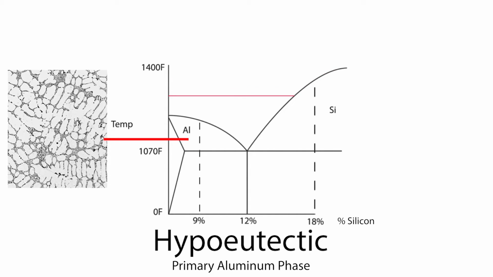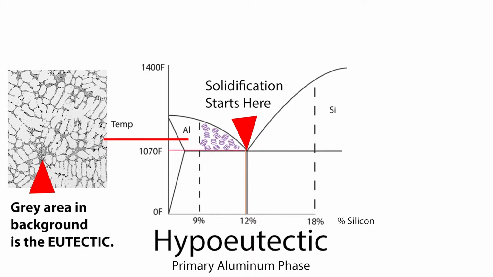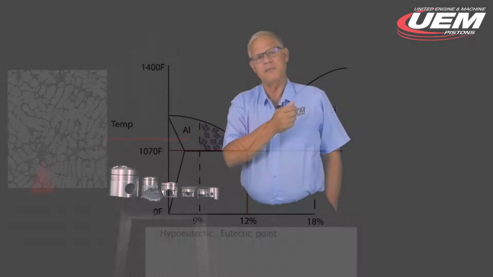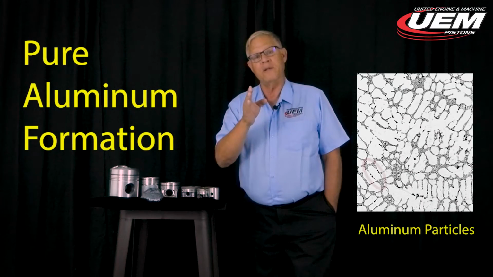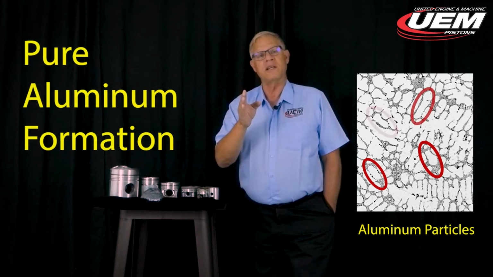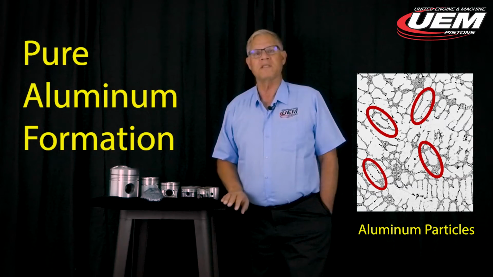So in this case, we call this a hypoeutectic alloy, under the eutectic point. And what happens is we start solidifying off pure aluminum particles through the whole piston. And that process keeps on going the same as for a hyper. And now the amount of silicon in the liquid starts rising as we crystallize off aluminum. When it gets to 12%, it solidifies, and again, we have our piston.